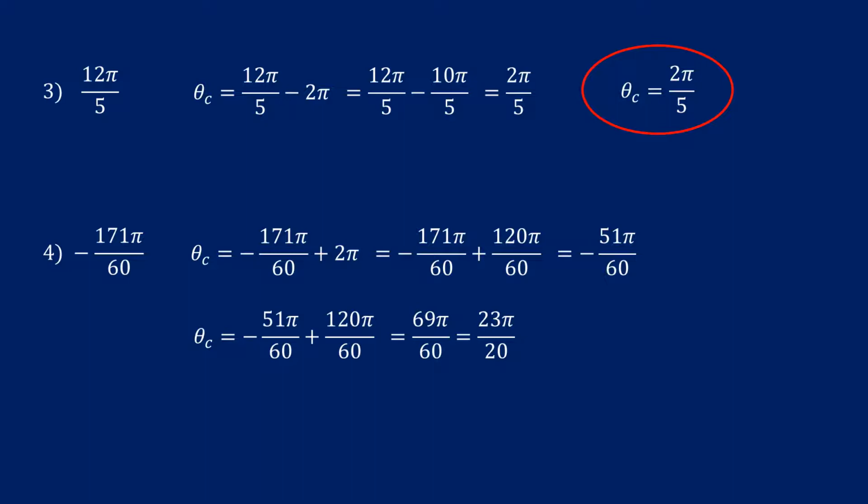So negative 51 pi over 60 plus 120 pi over 60 is 69 pi over 60, which is the same thing as 23 pi over 20. So 23 pi over 20 is the least non-negative coterminal angle to negative 171 pi over 60.